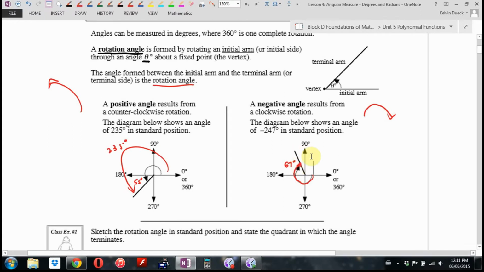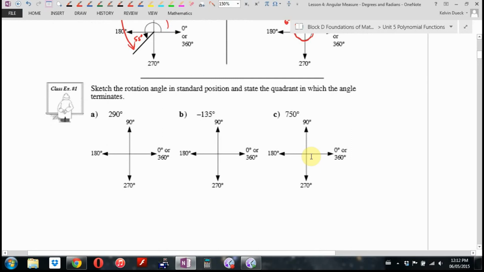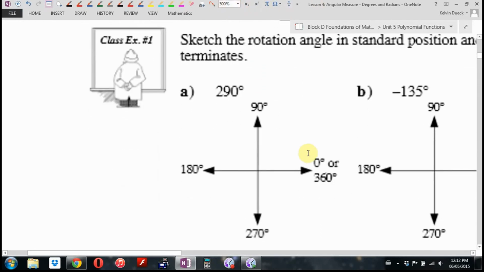So on your test, definitely I'm going to give you some angles and I'm going to say sketch them. These are kind of fun. It's as close as we come in math to drawing. 290 degrees. Positive or negative? Okay, so I'm going to go counterclockwise, and here's how I tend to do these. Instead of going 90, 180, I actually use my 9 times table because 90 is 9 times 10. So I think to myself, 9, 18, 27, 36 is too far. So certainly 290 degrees is going to be in here somewhere.